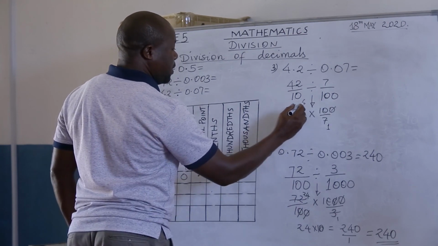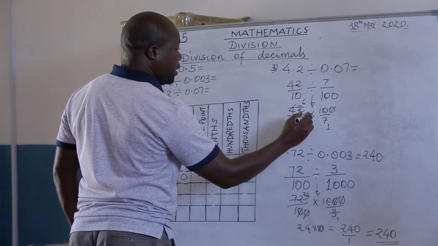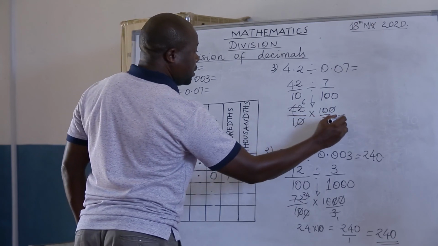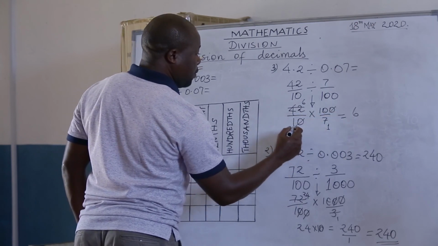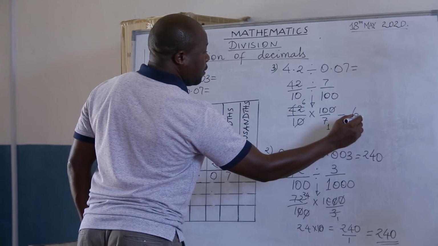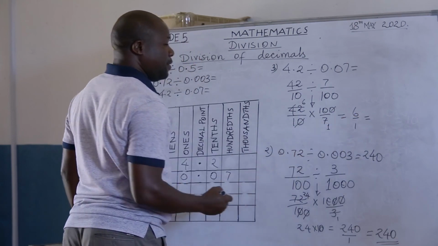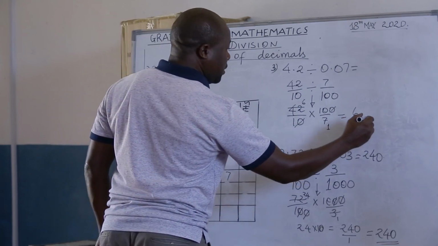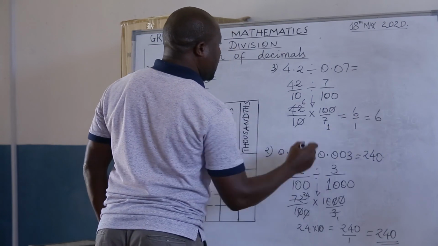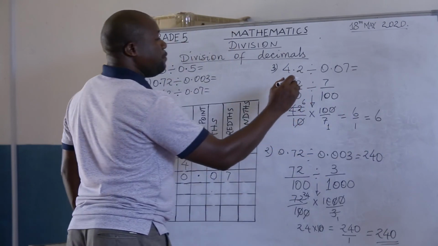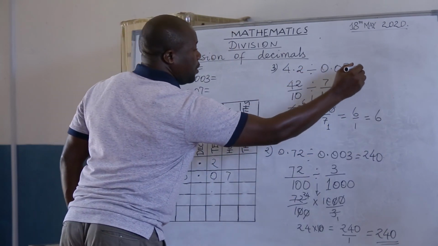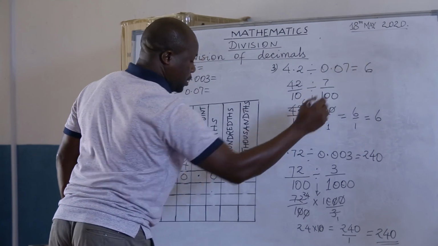Let's see whether we can multiply the numerators. 6 times 1 is equal to 6. Then 1 times 1 is 1. Therefore, as we had earlier stated, any number over 1 is the same number. Therefore, 4.2 divided by 0.07 will be 6.